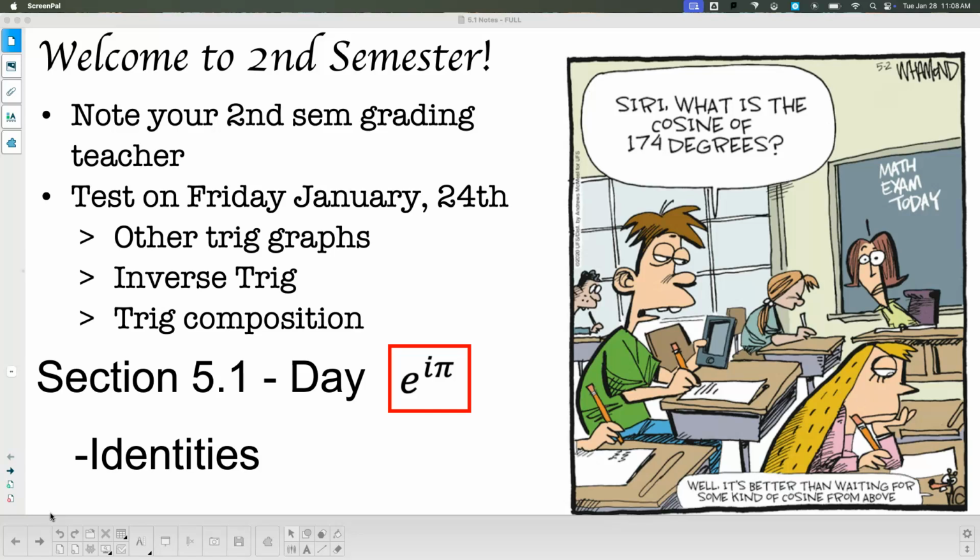The calendar has been updated, so we're going to have a formative next week, Tuesday. And then we're going to have a test in 2 weeks.